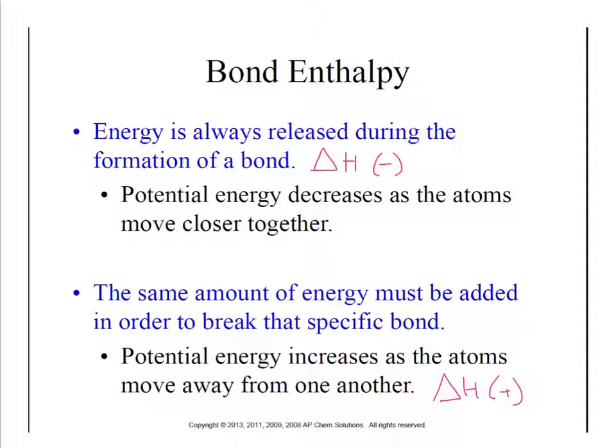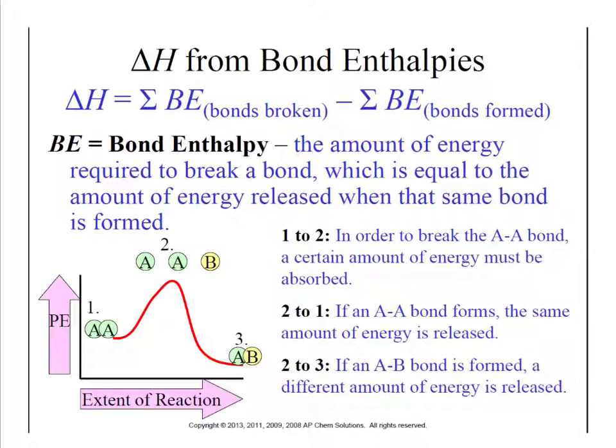And this is true for all bonds. If you break bonds, it's endothermic. If you create bonds, it's exothermic. But the magnitude of that bond breaking or forming is going to be different depending upon the bonds. And so to calculate the actual number for that delta H as opposed to just the sign, we're going to need to use values. And the value we use then is bond enthalpy, which is the amount of energy required to break a bond. And this is going to be exactly equal to the amount of energy that is released when the same bond is formed. So the energy to create a bond is the same as the energy to break that same bond.